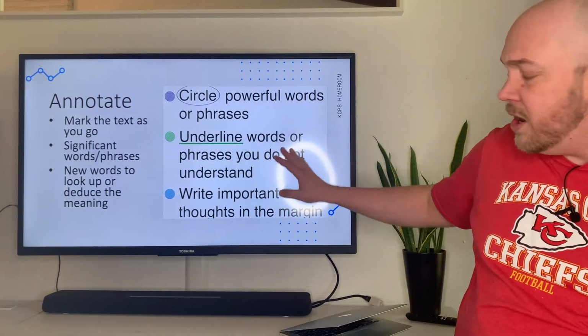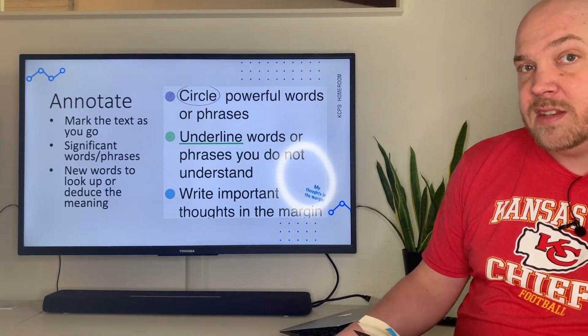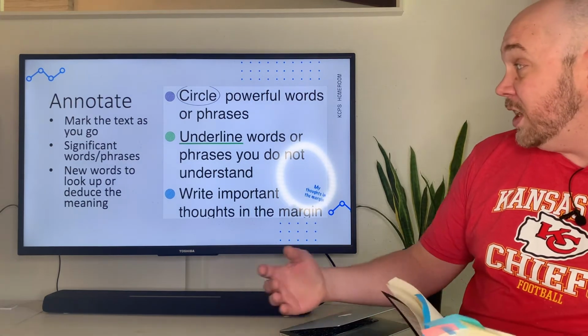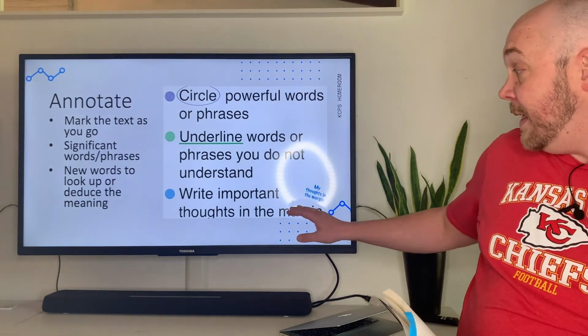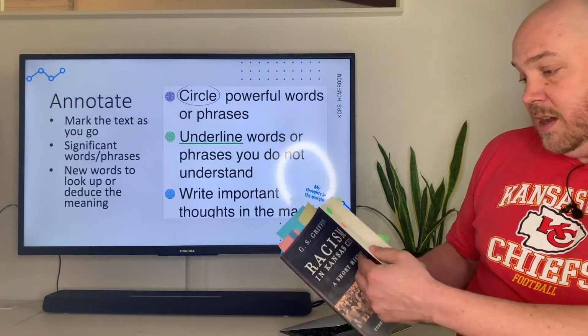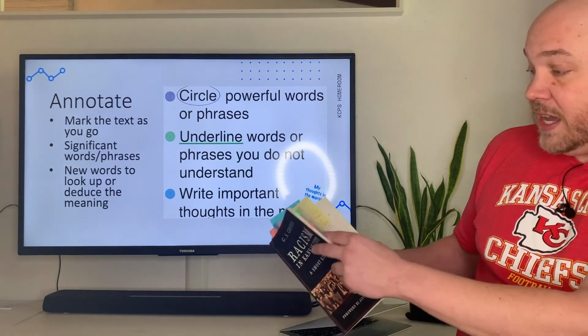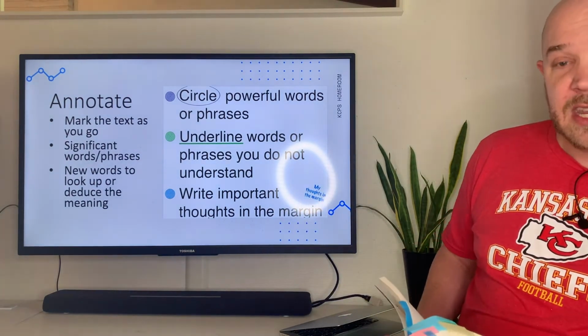Okay, so maybe you might underline words that you need to go back and look up, or look up in the moment. With the technology that we all have, you really could just stop for a moment and find out what that word means. And then you're going to write some important thoughts in the margin, maybe some notes that you had. When I look back through my book, I see I have post-it notes and other things that we might consider those forms of annotation.